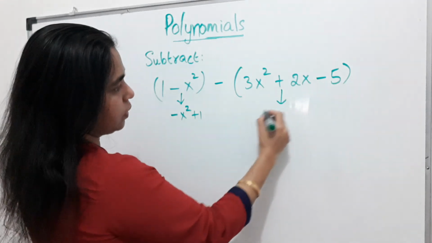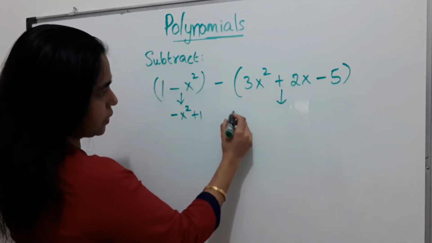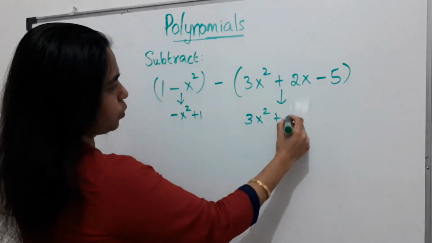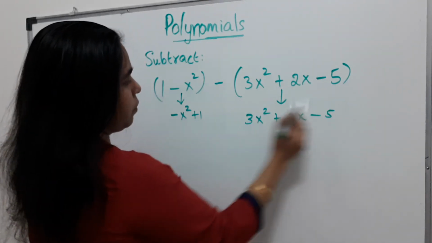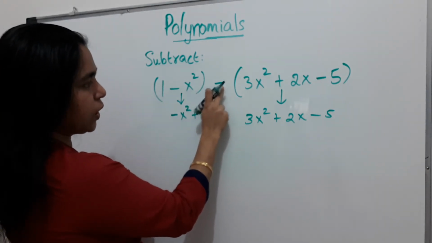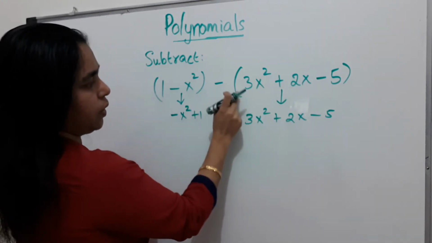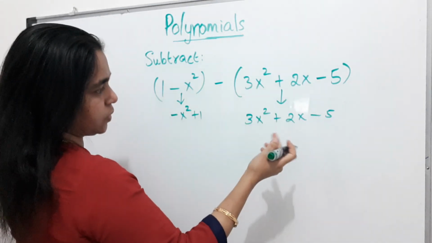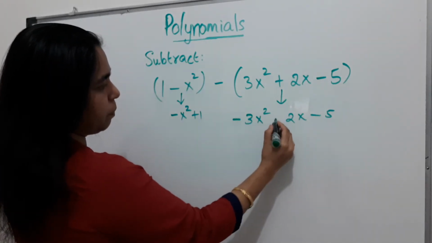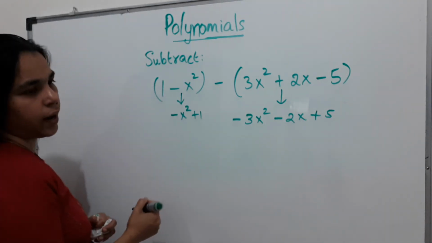The second one, 3x squared plus 2x minus 5, is already in standard form, so you don't have to worry about this. But you are subtracting this, right? So you have to change all the things inside the bracket after the minus sign to the opposite signs. So this will become minus, this will become minus again, and this will become plus. Now you have to add them.